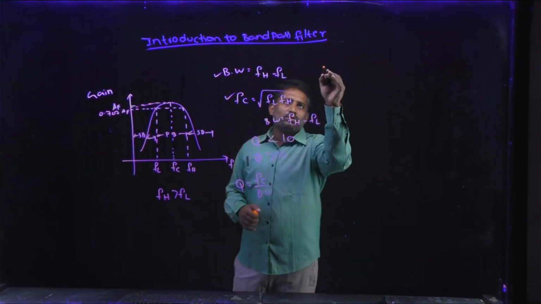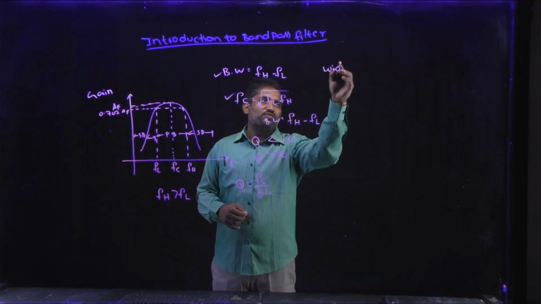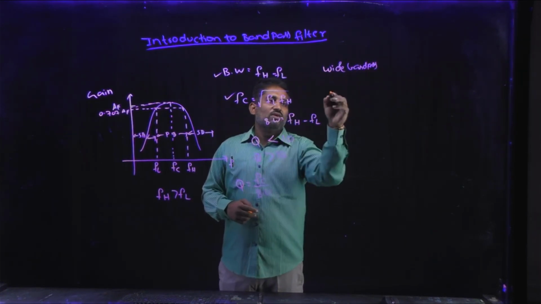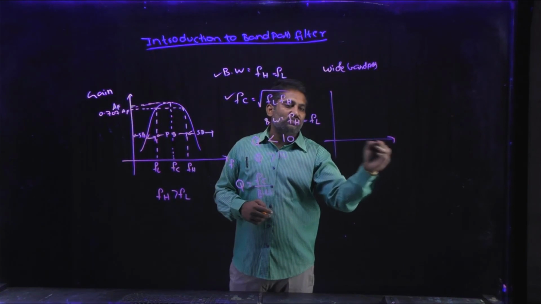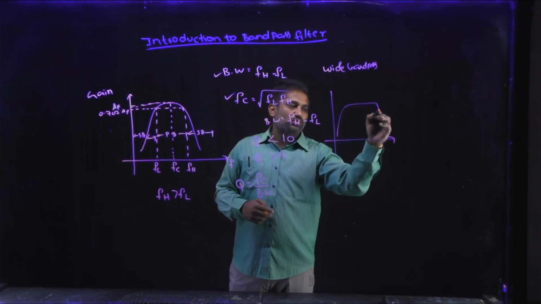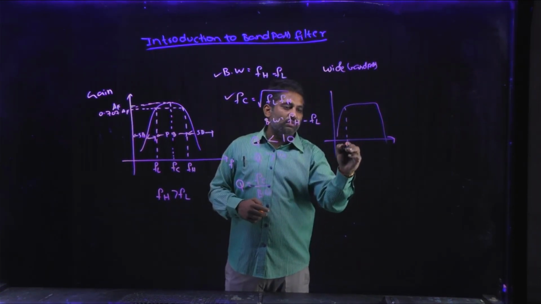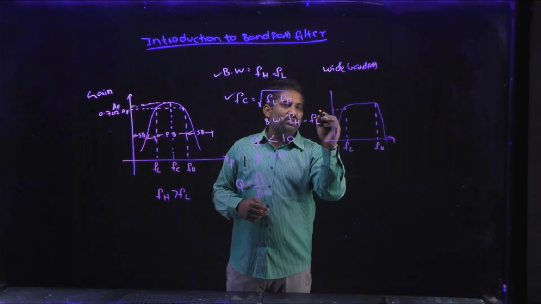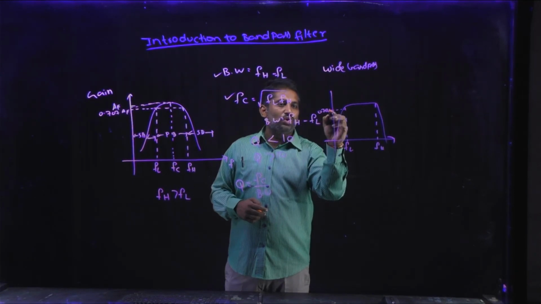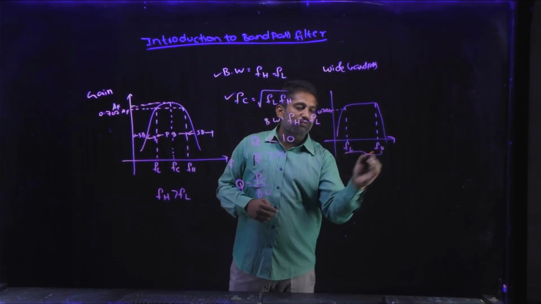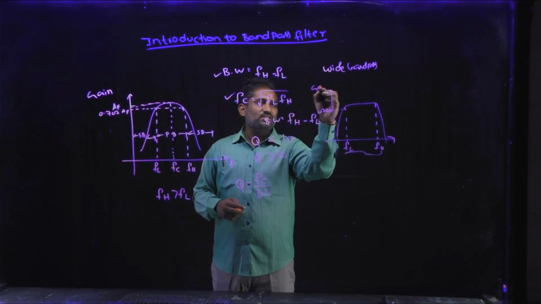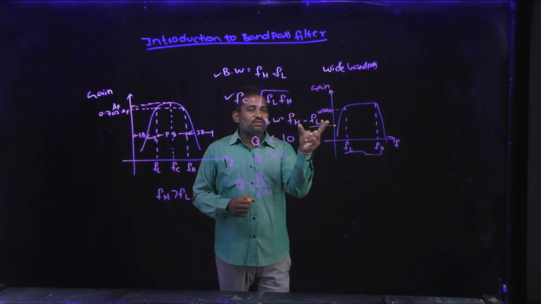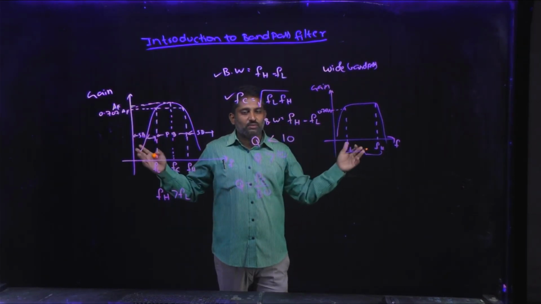Here I am going to represent the frequency responses for the wide band pass filter and the narrow band pass filter. First I am going to draw the wide band pass filter, and the frequency response should be like this. Here it is FL and here it is FH. Both will be at 0.707 times AF. If you observe, this is gain and this is frequency. The bandwidth for the wide band pass filter will be very high.